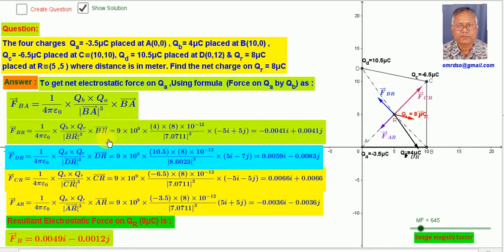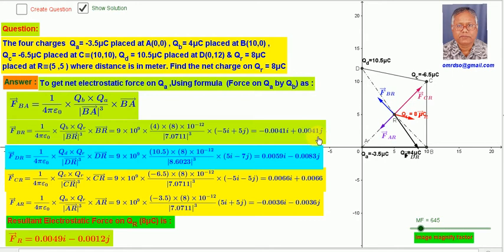Now putting in the values, I get 9 into 10 power 9, 4 microcoulomb into 8 microcoulomb. That gives you 4 into 8 into 10 power minus 12 upon vector BR. It is minus 5 i plus 5 j, that gives you its modulus value 7.0711 whole cube. And finally it gives minus 0.0041 i plus 0.0041 j.